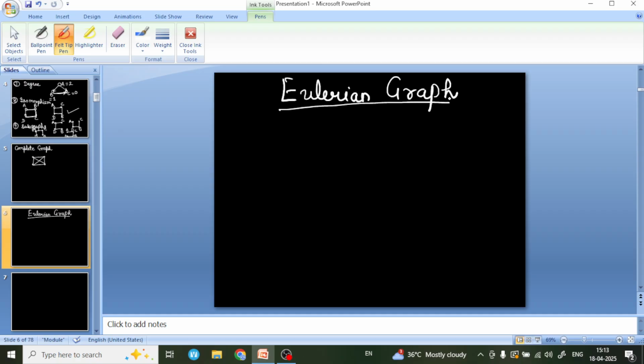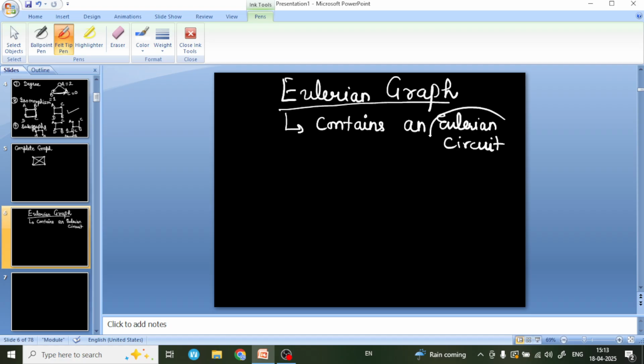An Eulerian circuit is a closed walk in a graph. An Eulerian graph is a graph which contains an Eulerian circuit. An Eulerian circuit is a closed walk in a graph which traverses each edge exactly once.